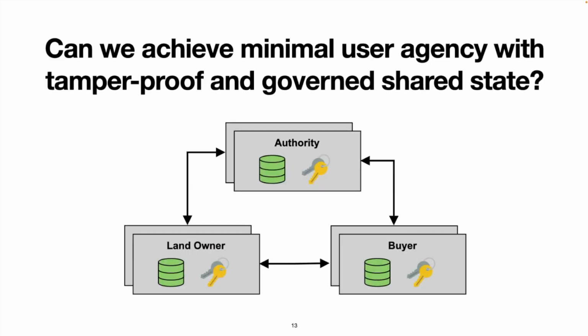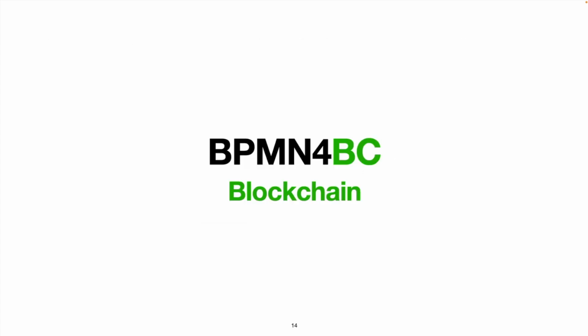So what exactly would we like to have for our case scenario? We would like to achieve minimal user agency, which means that users own their keys and sign their own transactions instead of relying on a central entity. Also, we would like to have a tamper-proof and governed shared state between the participants. And the answer to this is the next part of our work: the blockchain.